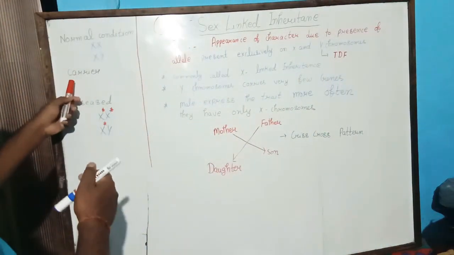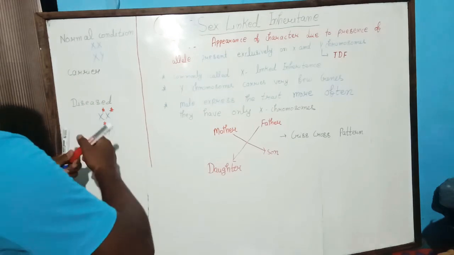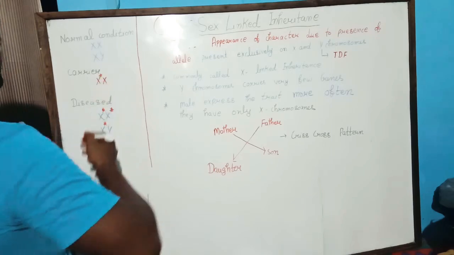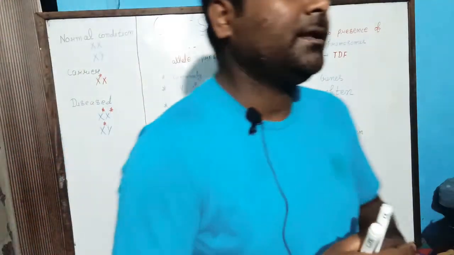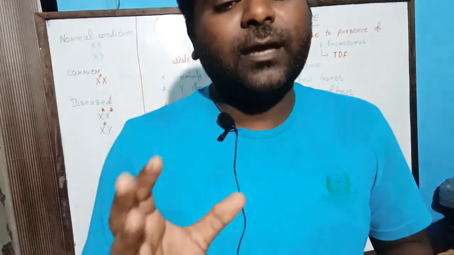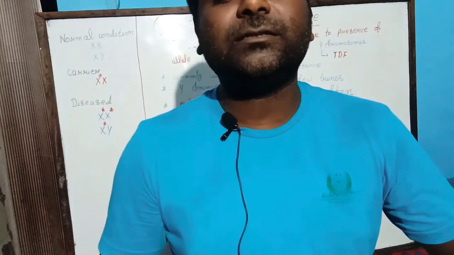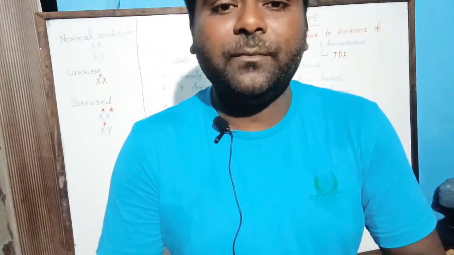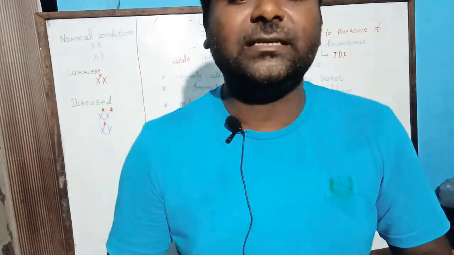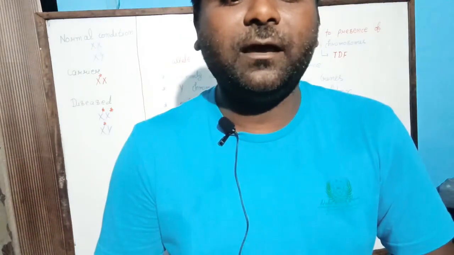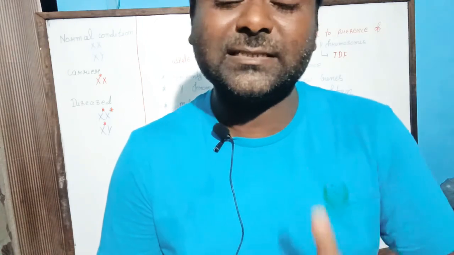So we are talking about carrier. Whenever we have the defect in only one X, and the other X is normal, they are carriers. They can transfer defective genes to their descendants, but they do not have the characteristics of the disease, because the defect only appears whenever we have the homozygous recessive condition. Yes, you are correct, homozygous recessive condition.